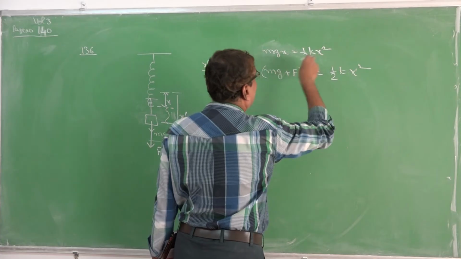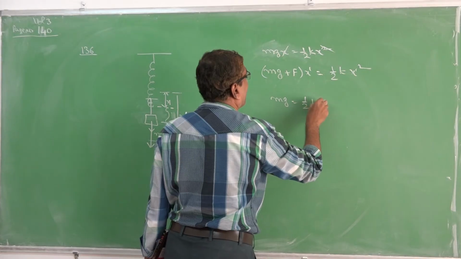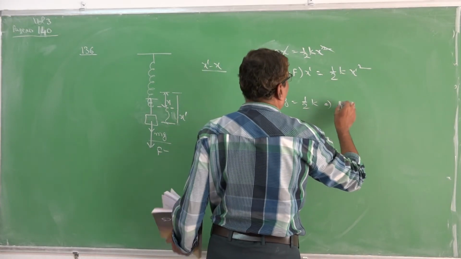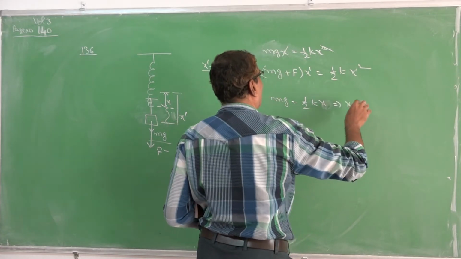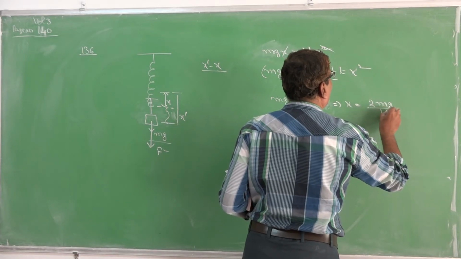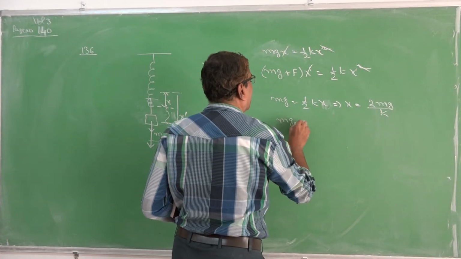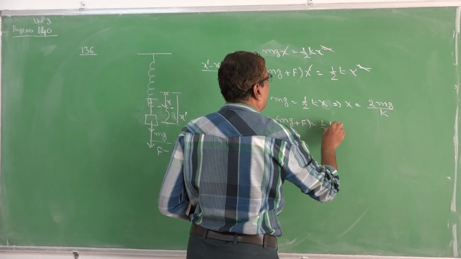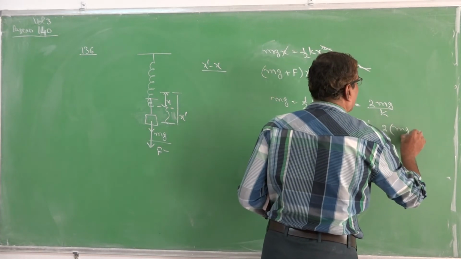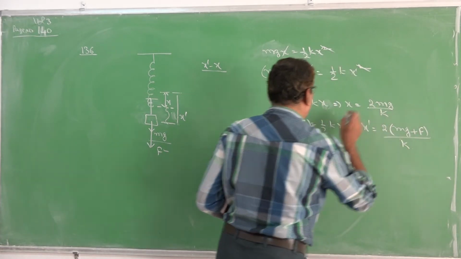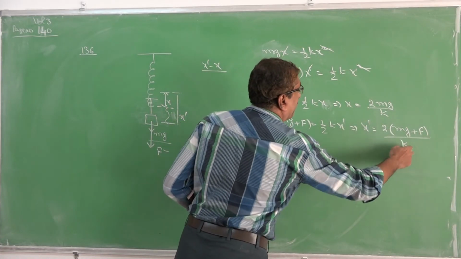Now in the first equation, x gets cancelled, so mg is equal to half kx, which implies x is equal to 2mg by k. In the second case, x dash gets cancelled, so mg plus F is equal to half k x dash, that is x dash is equal to 2 of (mg plus F) by k. Now we have to calculate x dash minus x, and the difference will be 2F by k.